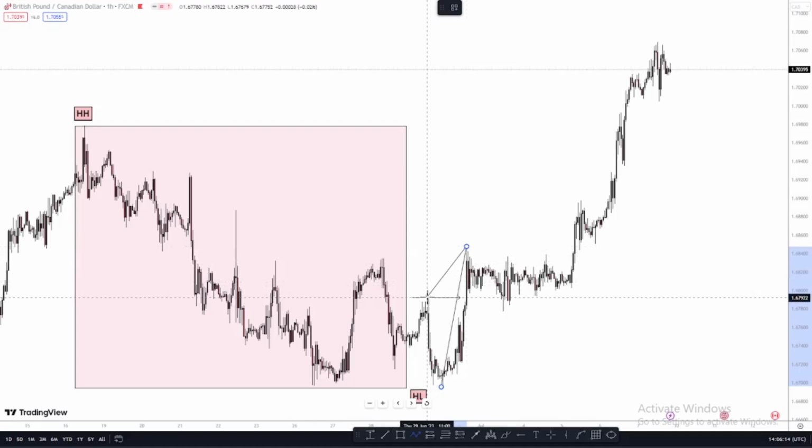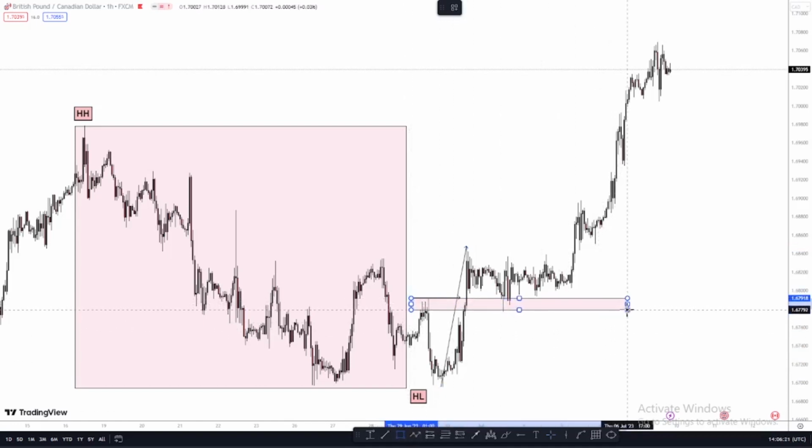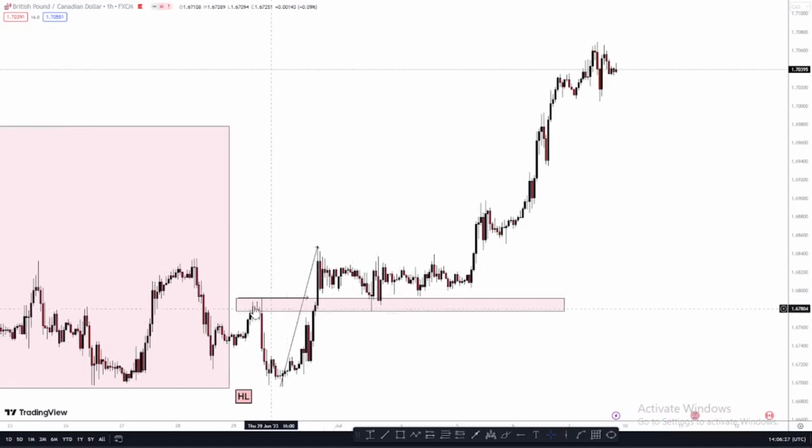Also, this last lower high was also serving as a what? As a resistance level. So when price broke above it, what did price do next? It came back to retest it as a what? As a support.